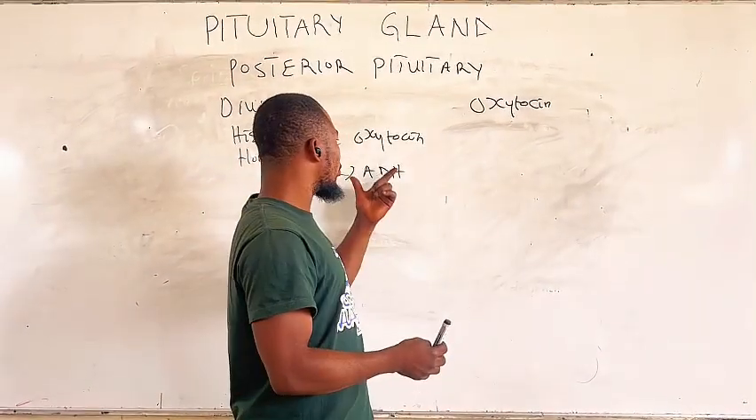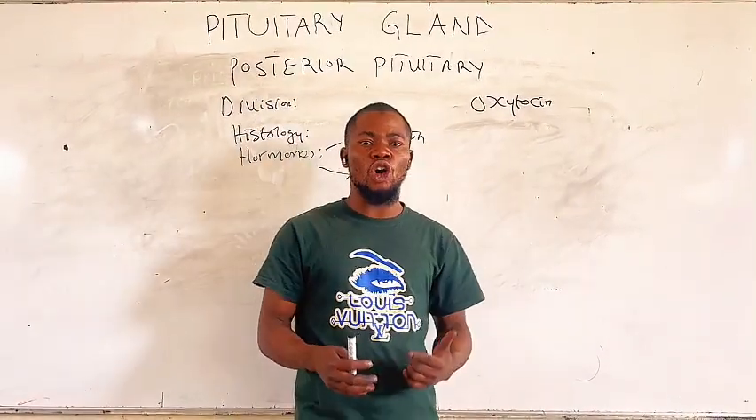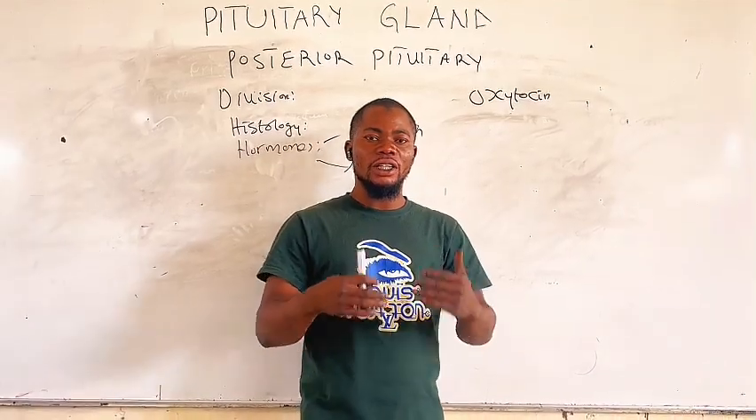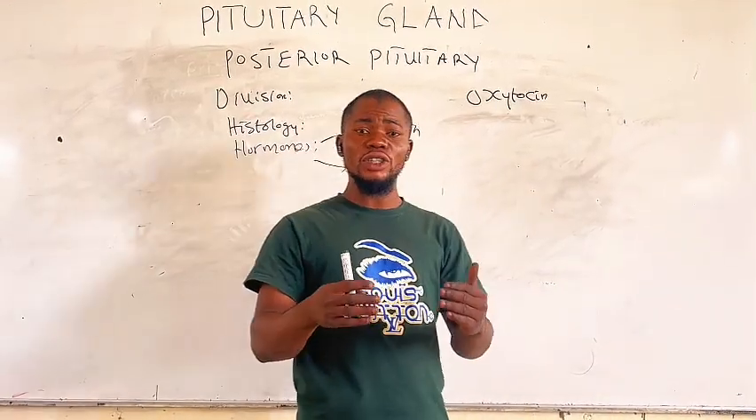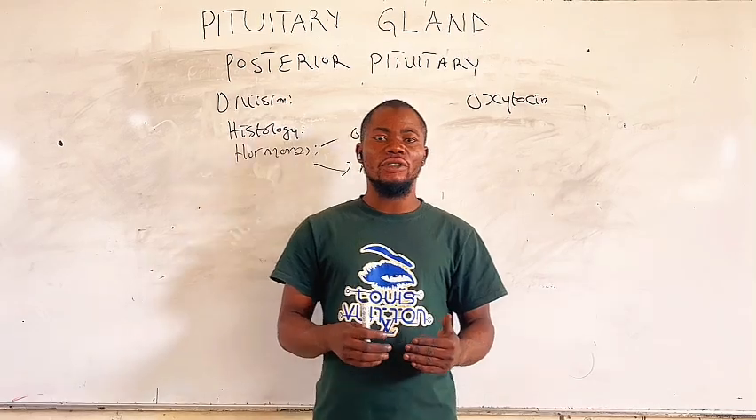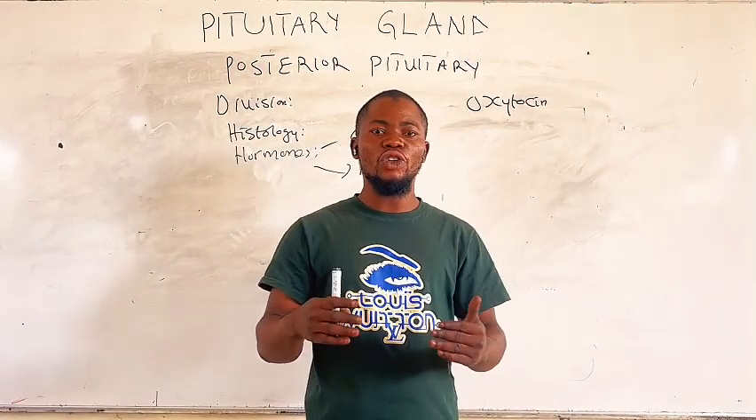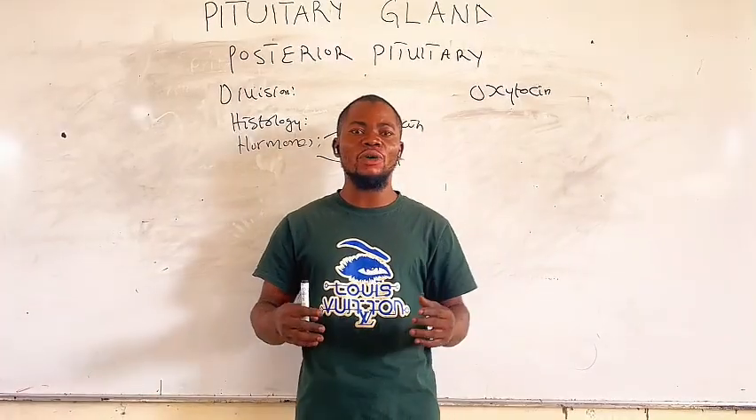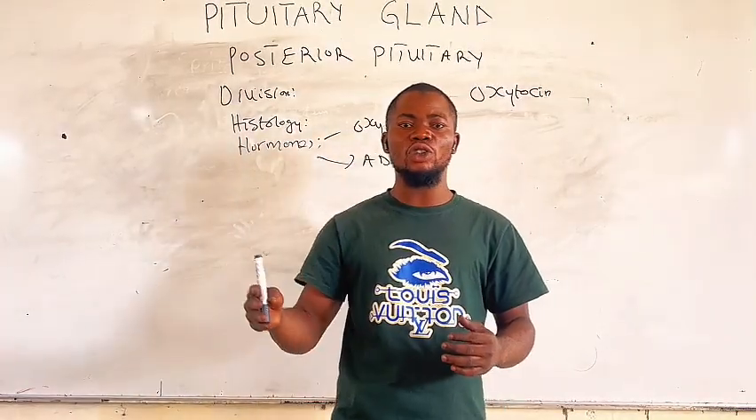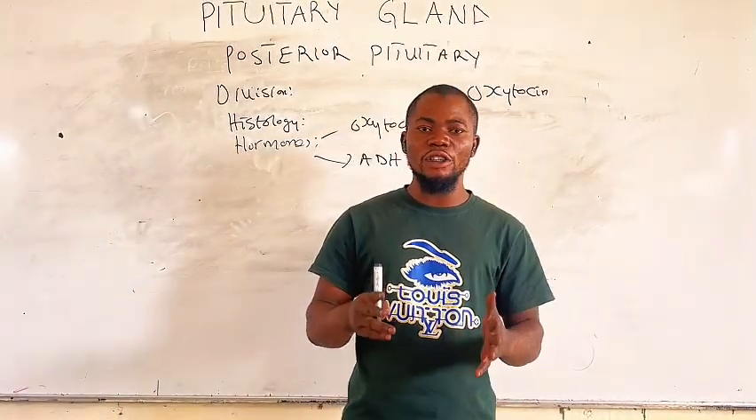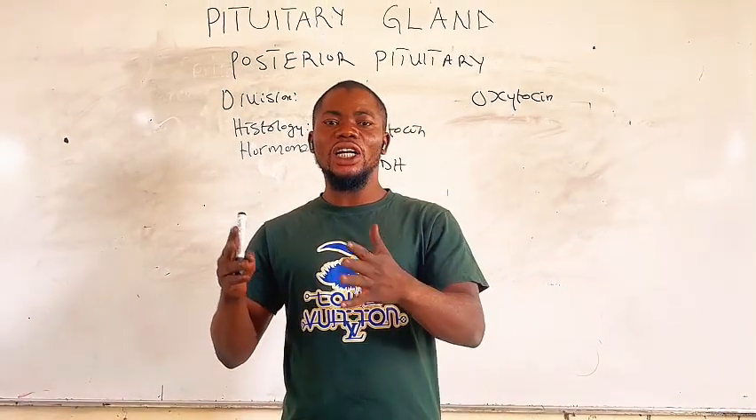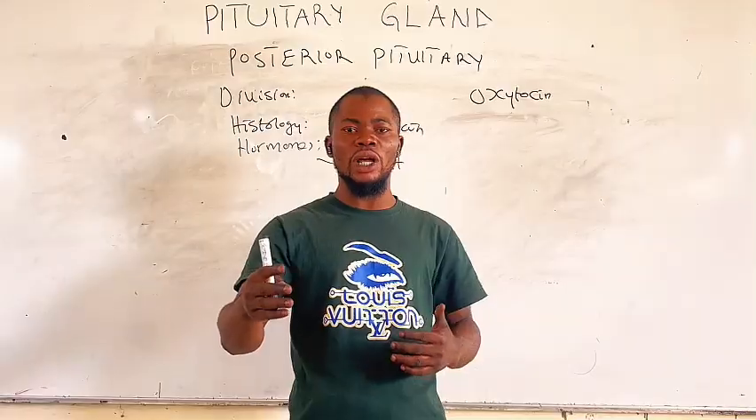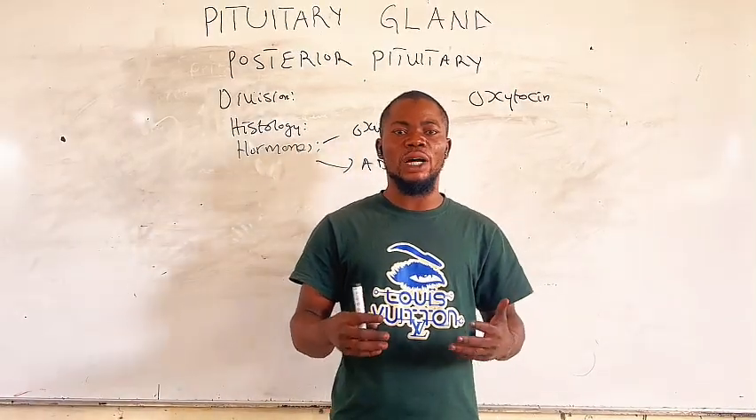Now, what is the mode of action of the antidiuretic hormone on these renal tubules? The antidiuretic hormone acts on V2 receptors, which regulate a water channel protein called aquaporins, thereby allowing the distal convoluted tubule and the collecting duct to reabsorb water.